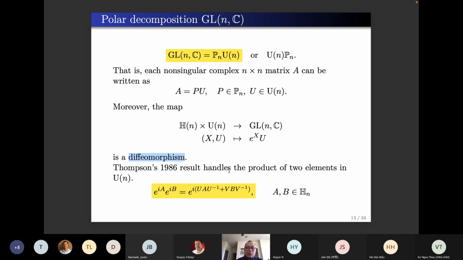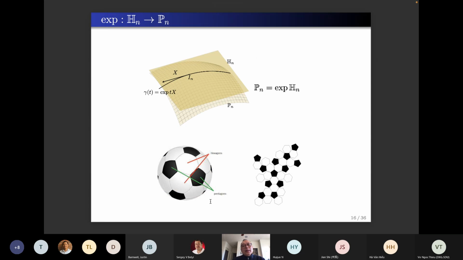Thompson's 1986 result handles the product of two elements in U_N, namely unitary matrices. So you have that. I just reiterate the formula here. Next. This is the picture I tried to visualize. You have the exponential map from H_N to P_N, and you can imagine this is the situation.